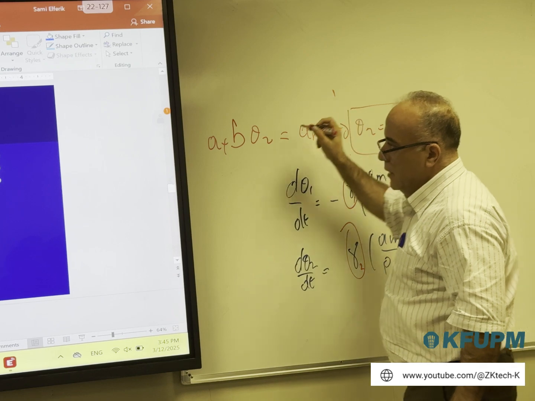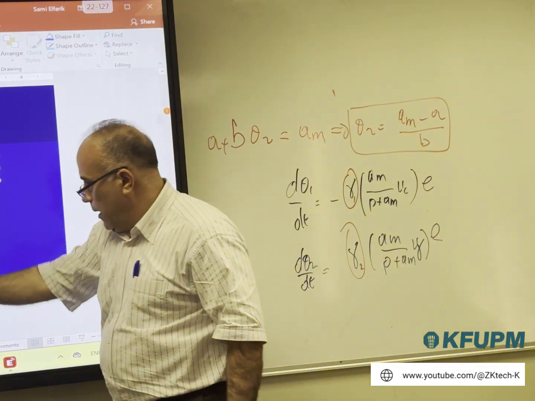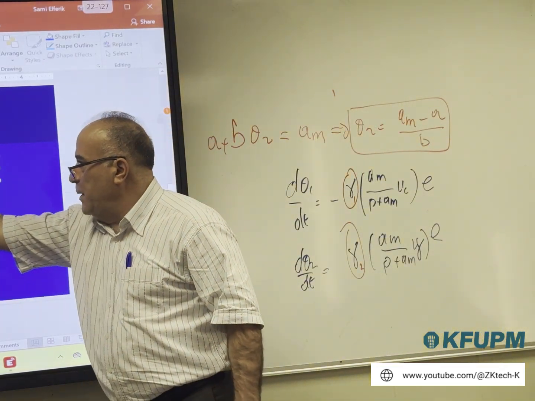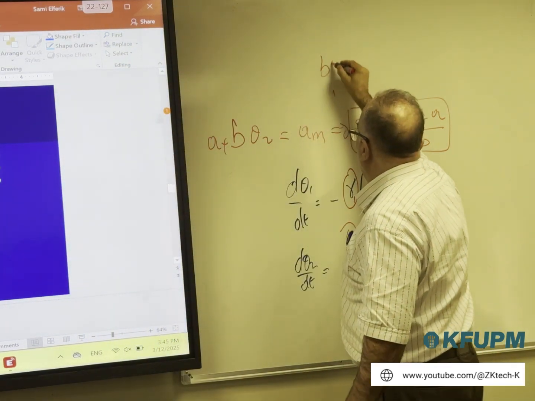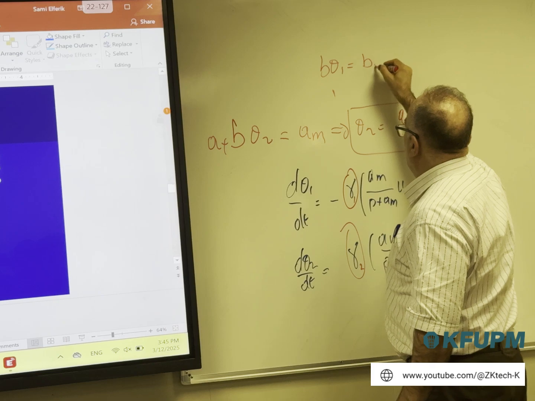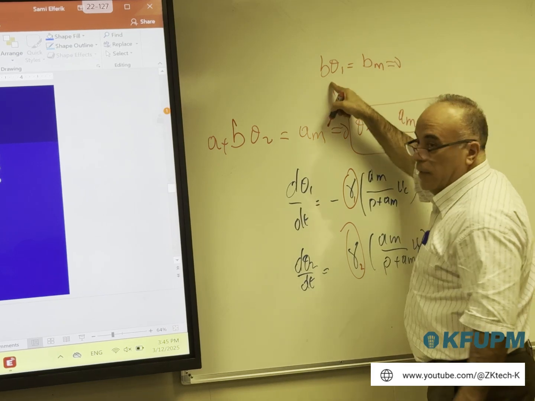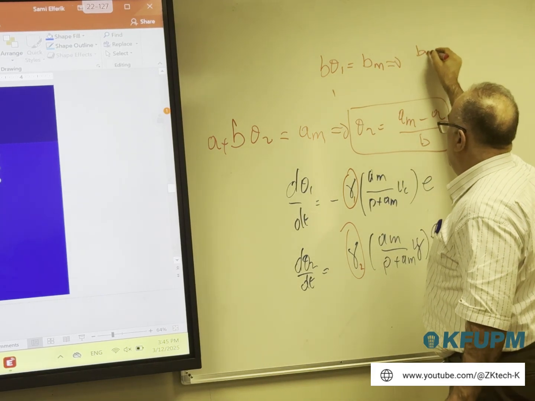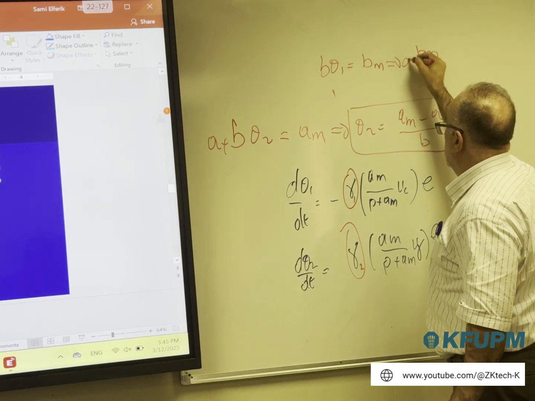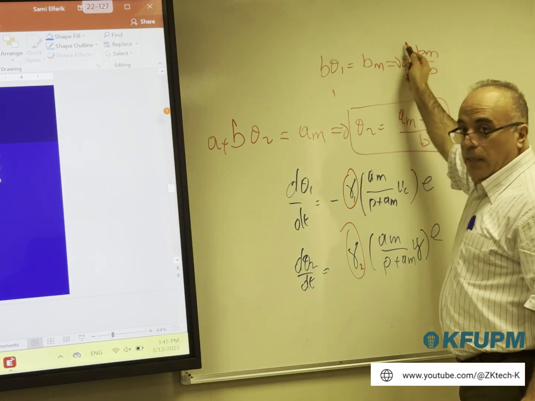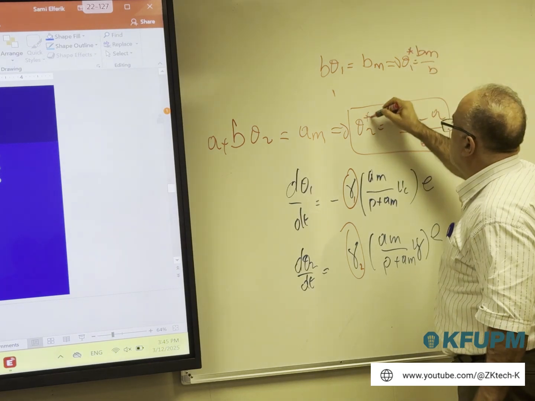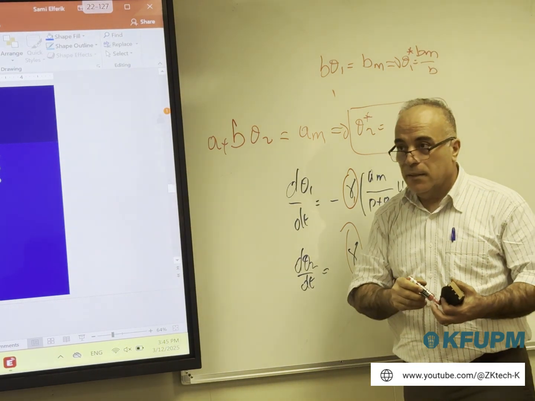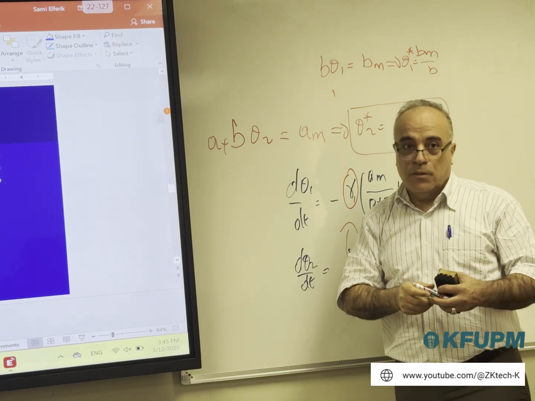Right? And for the exact value of theta 1, I have B theta 1 should be equal to BM. So the exact value of theta 1 should be BM over B. This is theta 1. So these are the exact values. These are, if you want, theta 1 star and theta 2 star. This is the best I can get. They should converge to these.